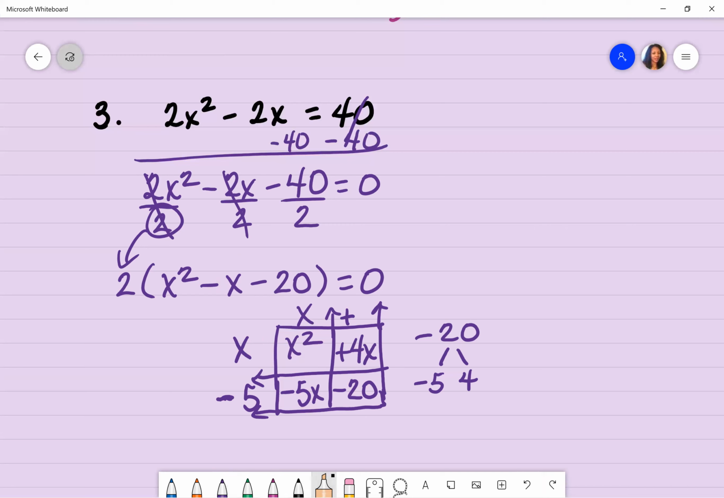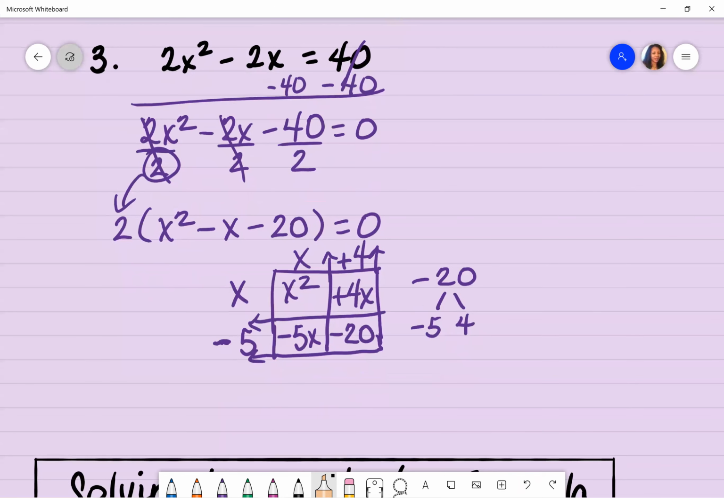Or you could have asked yourself, -5 times what will give me -5x? And again, it's still that x. -5 times what will give me -20? And you should know that it's a +4. And that again works for the top. X times what would give me +4x? Again, it's that +4. So I know that I am doing this correctly.